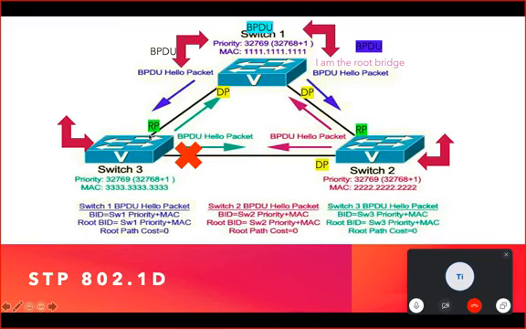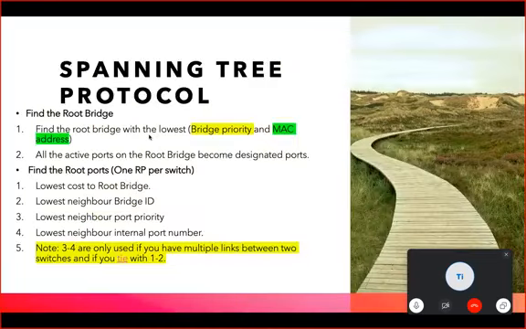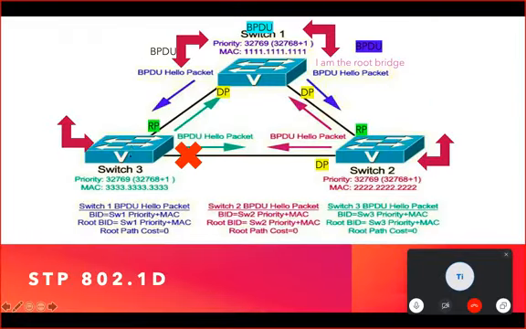So how will the switch choose the root port? See here, root port criteria. First one, lowest cost to the root bridge. From switch 3 and from switch 2, from both sides, if you see, the cost is the same. The cost is 19 from here to here. Link cost, okay, the link cost is 19.